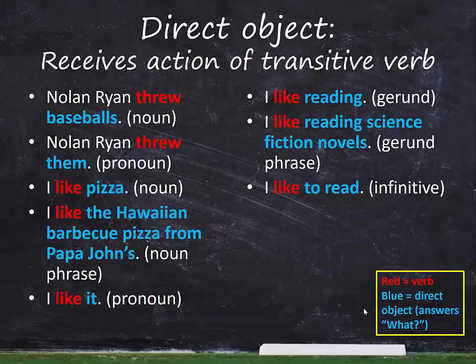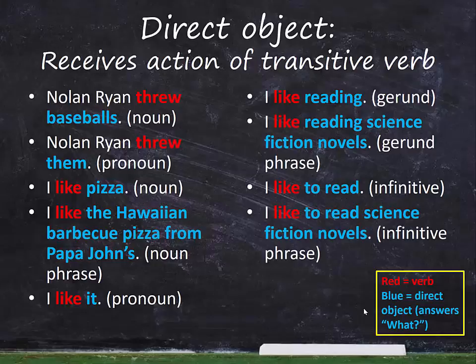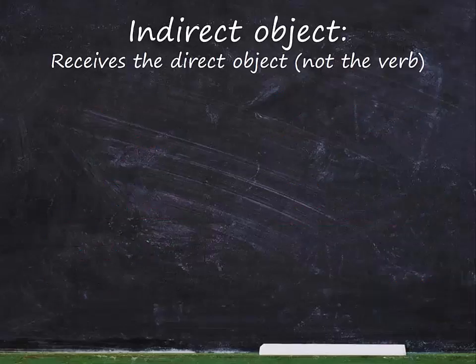What about, I like to read? Same thing. We have an infinitive, to plus a verb, but it's acting like a noun. To read is the direct object. I like to read science fiction novels. This is an infinitive phrase, which is also the direct object. Again, check it. I like what? I like to read science fiction novels. Direct objects are pretty simple.